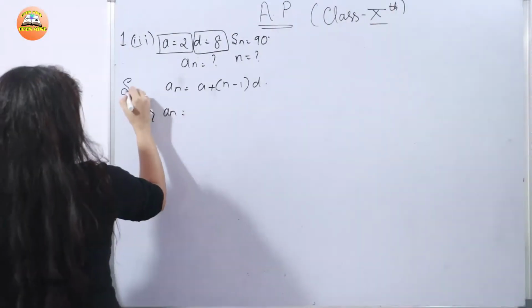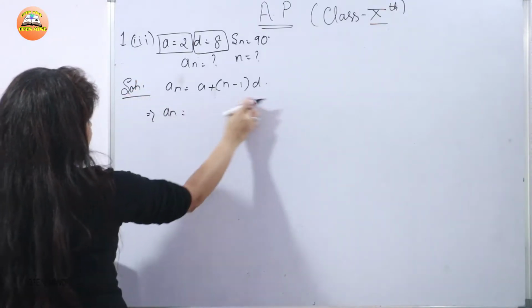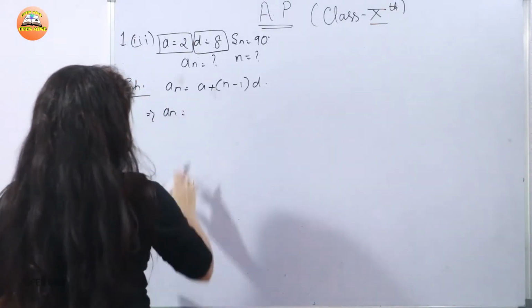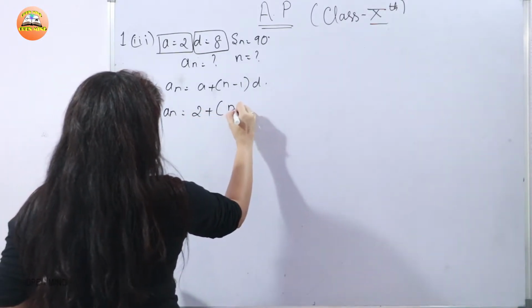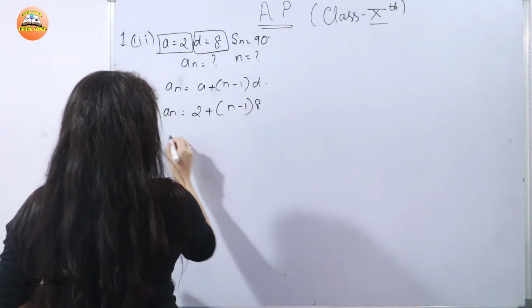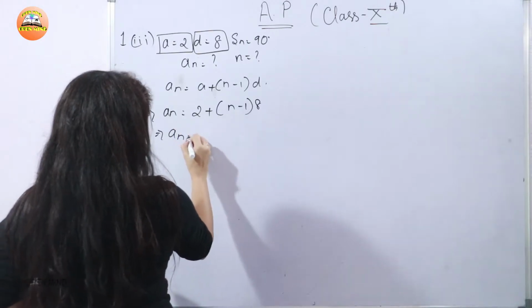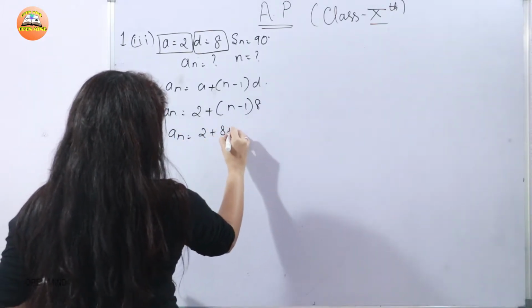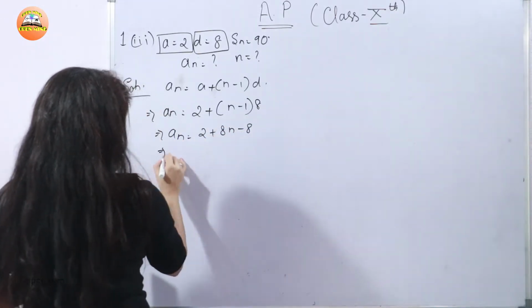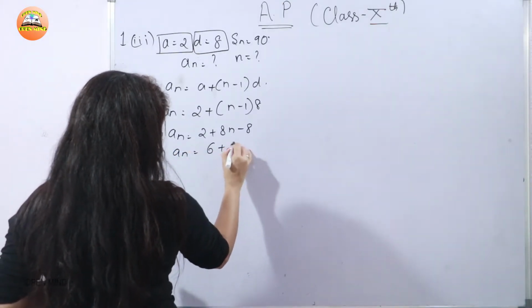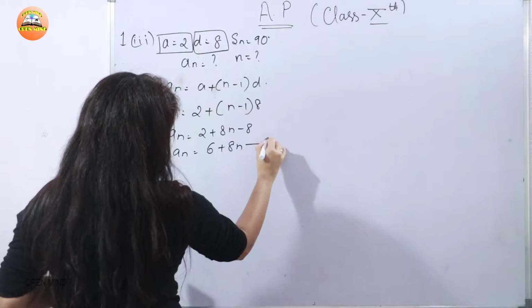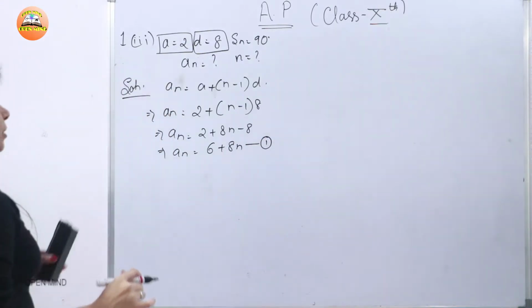So see how we do this type of question. An is equal to a plus n minus 1 into d. Now An we don't know, so we just write 2 plus n minus 1 into 8. So this implies An is equal to 2 plus 8n minus 8. So An is equal to 8n minus 6. Put it as equation number 1.